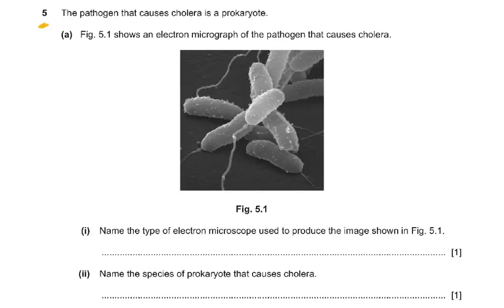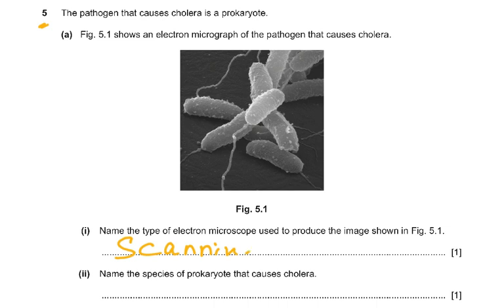Then coming to question number 5. The pathogen that causes cholera is a prokaryote. Figure 5.1 shows an electron micrograph of the pathogen that causes cholera. Name the type of electron microscope used to produce the image shown in figure 5.1. Well, of course, this is a scanning electron microscope.